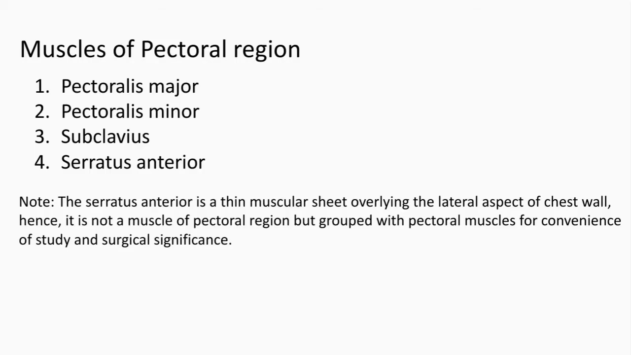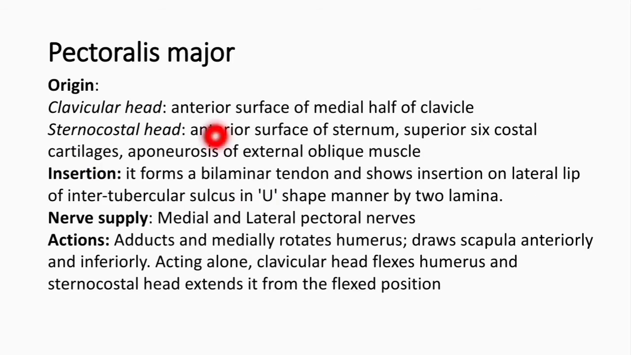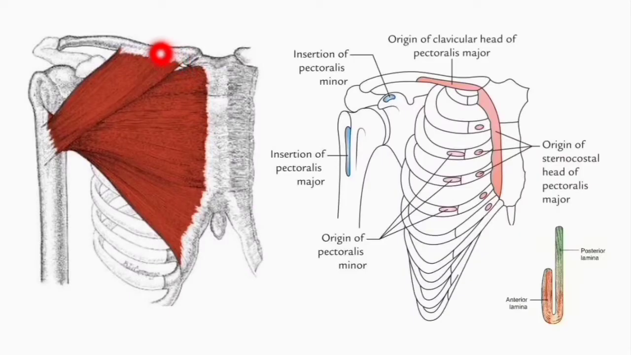Next, the muscles of pectoral region. This includes pectoralis major, minor and subclavius. Coming to serratus anterior, it is not a muscle of pectoral region but grouped with the pectoral muscles for convenience of study and surgical significance. First, let's see the pectoralis major. Here you can see pectoralis major, and it has origin from two heads, the clavicular head and the sternocostal head.